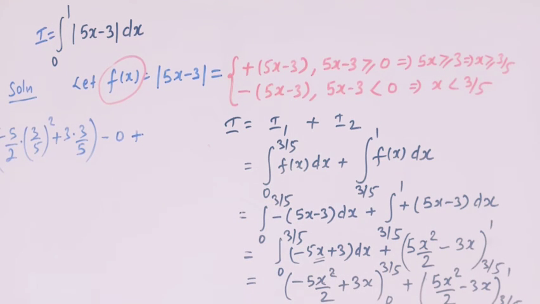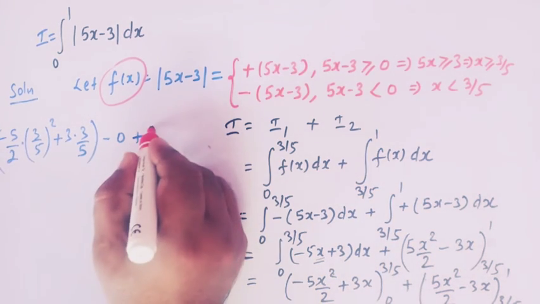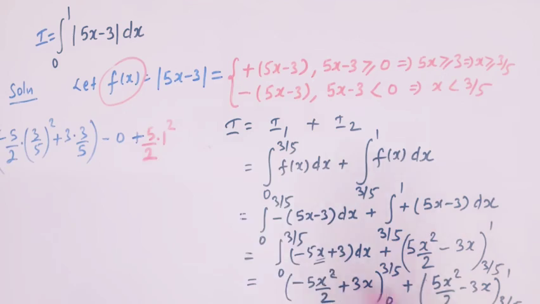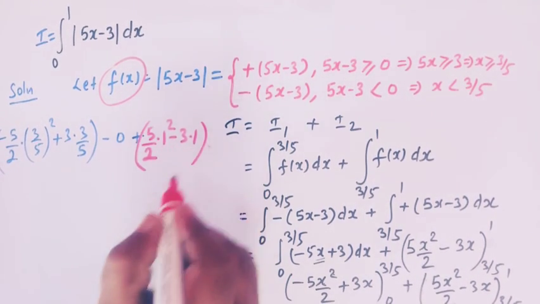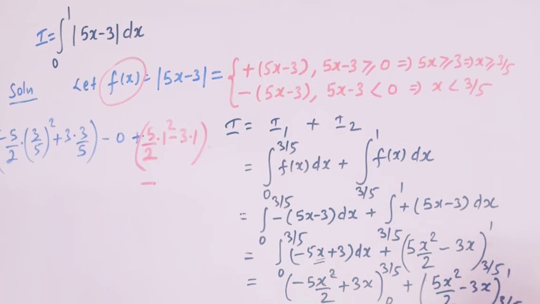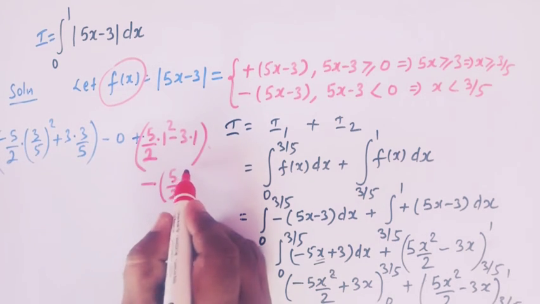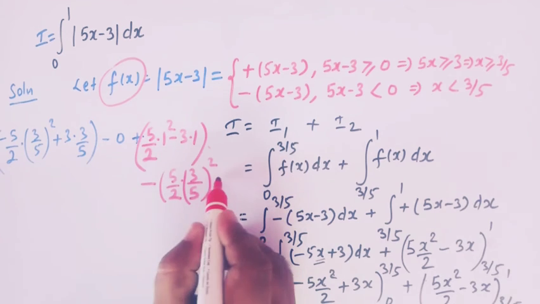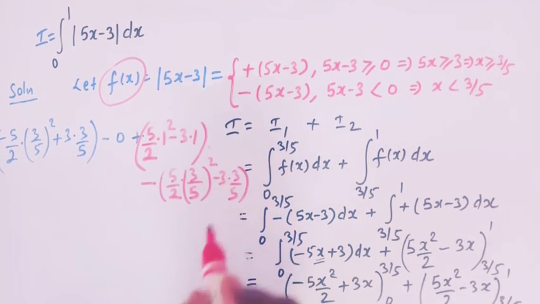here we have 5x square over 2 minus 3x, so substituting x equal to 1 here, so we have 5 over 2 times 1 square minus 3 times 1, and then we have negative sign, and we have 5 over 2 times 3 over 5 square minus 3 multiplied by 3 over 5, right?